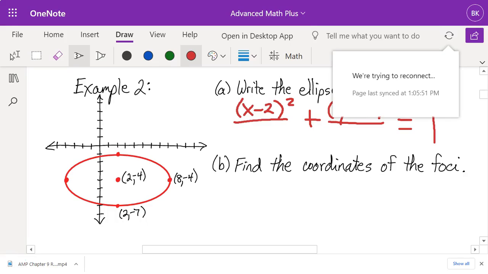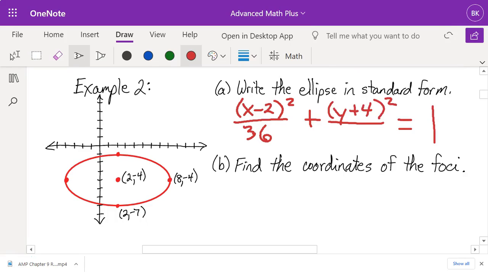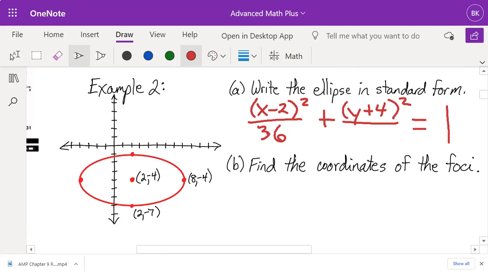It's more horizontal, so it's going under the X. So it'll be 36. Okay? How about for the vertical part? Well, how far is 2, negative 4 away from 2, negative 7? 3. 3 squared is 9. Done. Okay? That's part A. That is the ellipse in standard form.